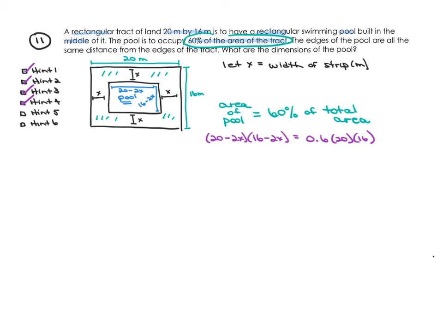Here's the equation I got. The area of the pool itself, length times width, is equal to 60%. 60% as a decimal is 0.6, 6/10. And that's times the total area, length times width. Hint 5, solve the equation. When you solve the equation, you're going to find the value of x that makes this equation true, and that x is going to give you the width of the strip of land.